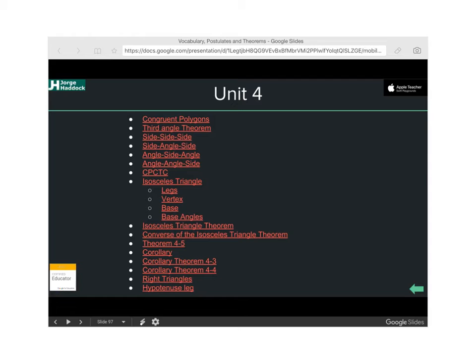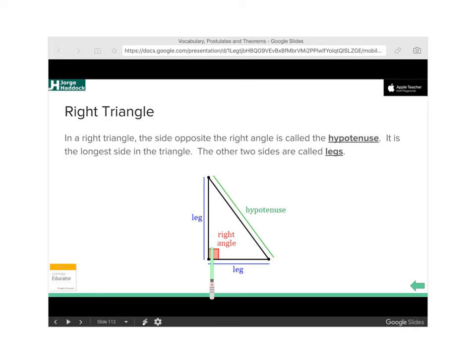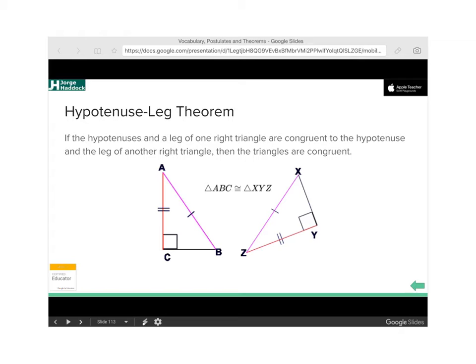And I want to check one more. Okay, so a right triangle. As we remember, a right triangle is a triangle with one right angle, and that one has two legs that are the sides that form that right angle, and a hypotenuse that is the side opposite the right angle. Right? So on right triangles, I can use another theorem called hypotenuse-leg, that says that if the hypotenuse and a leg of one right triangle are congruent to the hypotenuse and the leg of another right triangle, then the triangles are congruent.